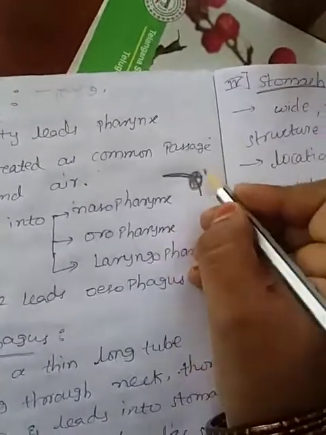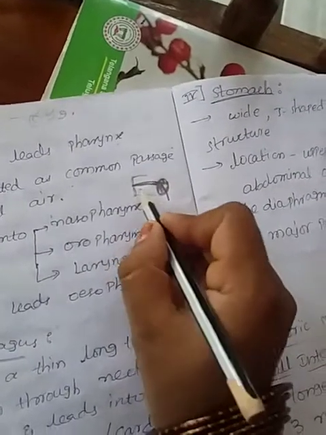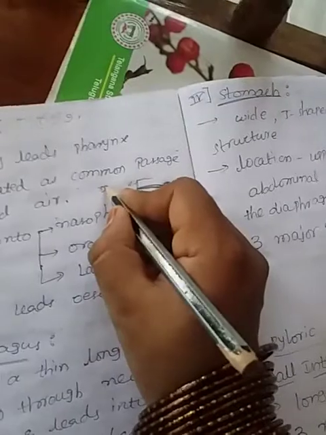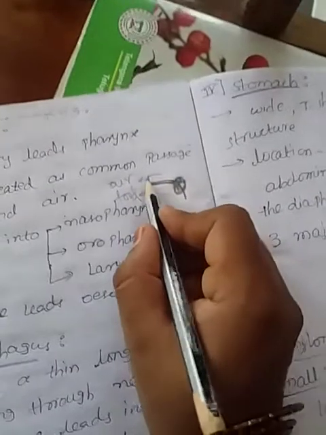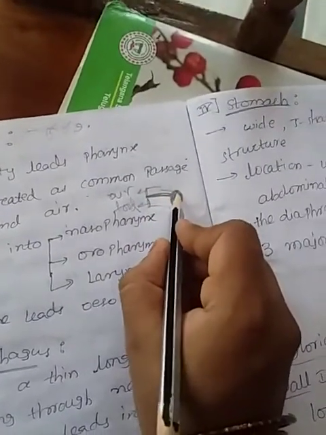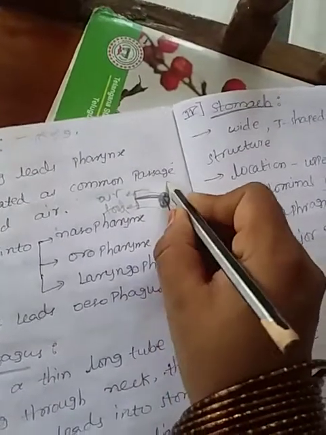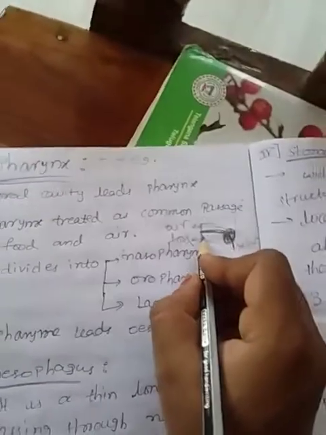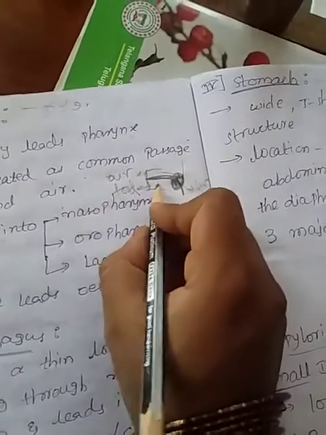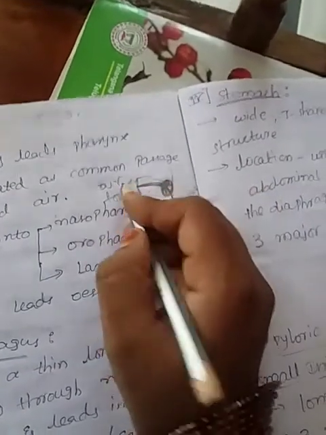This part is pharynx. Here this is the nasal chamber and this opening is the buccal cavity. Here we take air and food at a time. Air comes through the nasal chambers to the pharynx and enters the lungs, and food we take into the mouth enters the buccal cavity and goes to the pharynx. So the pharynx is treated as the common passage to air and food.